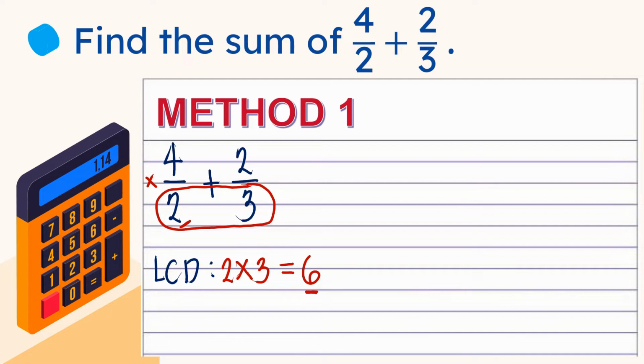Nakuha nyo ba? Okay, so hindi lang syempre kay 2. Again, divide 6 to the denominator and multiply it to the numerator. So, magkakaroon tayo ng dalawa. Okay, so mag-solve tayo. Yung LCD natin na 6, i-times daw natin, divide daw natin kay 2.